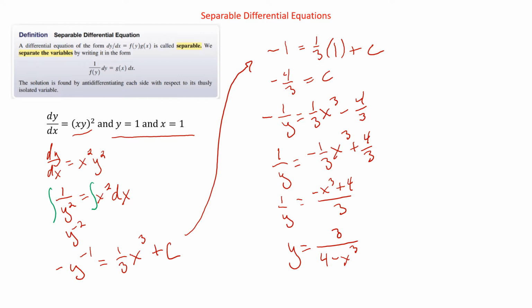Again, this is not something that is new. We've been doing this for a few sections now. Remember, the very first step, we separate our variables. Then we find the antiderivative of both sides. We make sure we include the plus c. When given those values, you plug it in, and then you just solve for y.